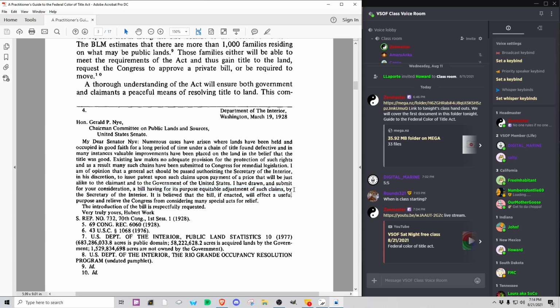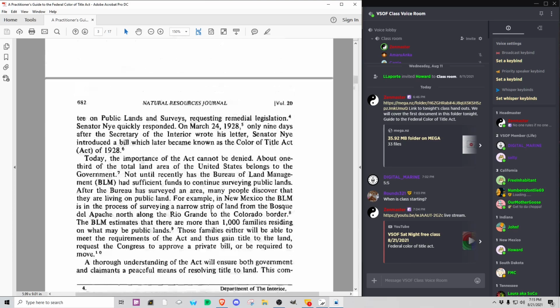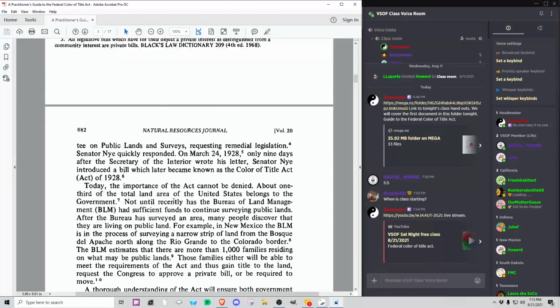Okay. All right, to continue. By the Secretary of the Interior, it is believed that the bill, if enacted, will effect a useful purpose and relieve the Congress from considering many special acts for relief. The special acts for relief he's referring to, the private bills. Okay. The introduction of this bill is respectfully requested. Yours truly, Hubert Work. Okay, so now let's go back up here. So that was the letter.